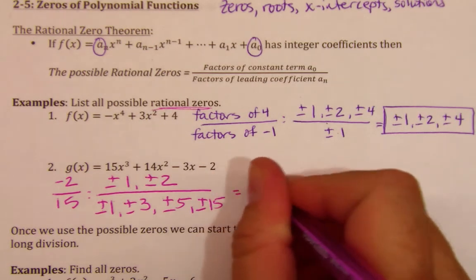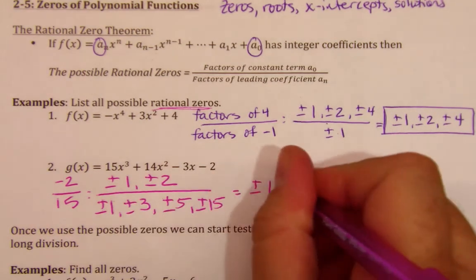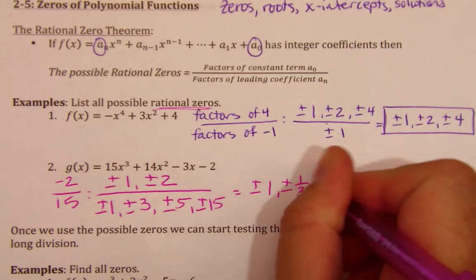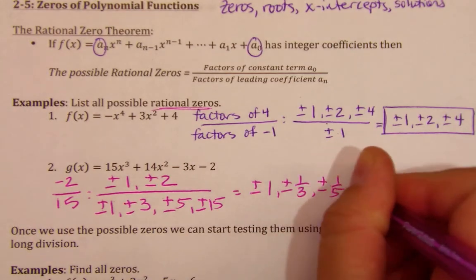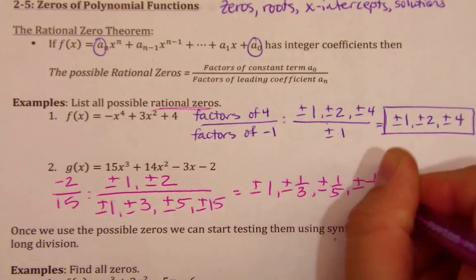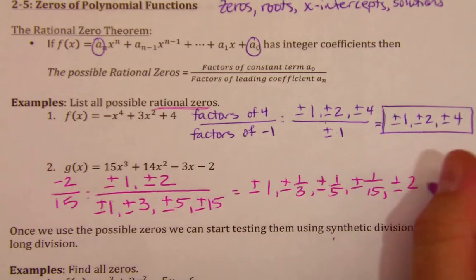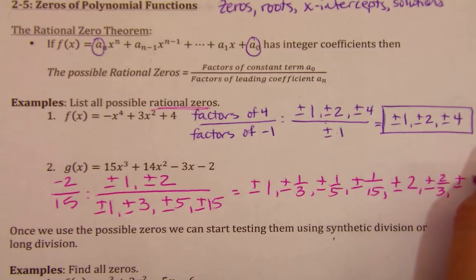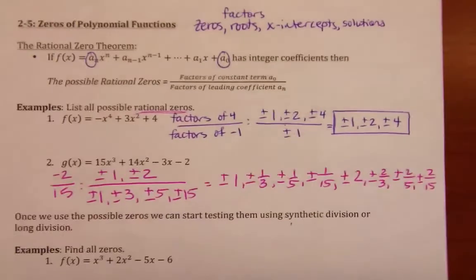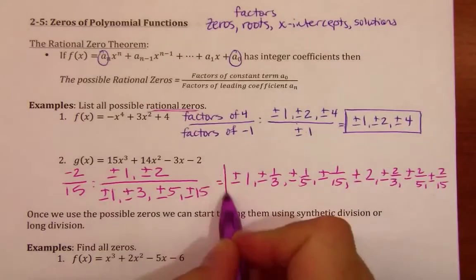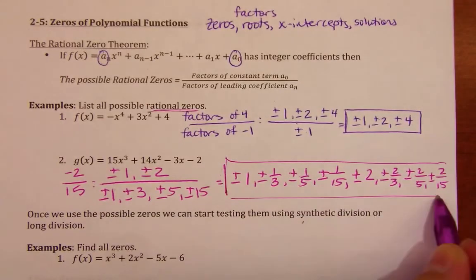So plus or minus 1 over 1, plus or minus 1 over 3, plus or minus 1 over 5, plus or minus 1 over 15, plus or minus 2 over 1, plus or minus 2 over 3, plus or minus 2 over 5, plus or minus 2 over 15. And those are all of our roots there, all our possible roots.